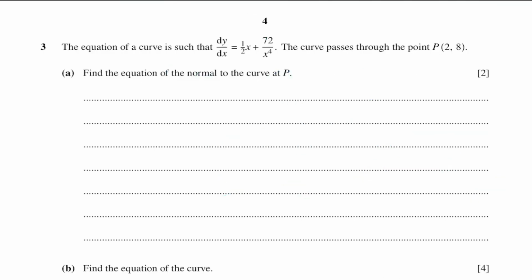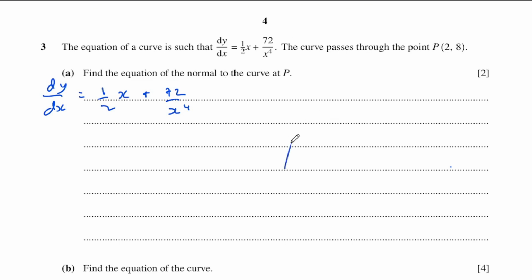For the third part, the third question, the equation of a curve is such that dy/dx is half x plus 72 over x power 4. Remember, dy/dx tells us the gradient of the tangent to the curve at a certain point x, and we know that the curve passes through the point (2, 8). We need to find the equation of the normal to the curve at P.